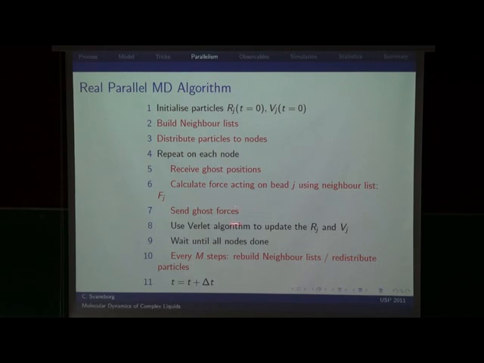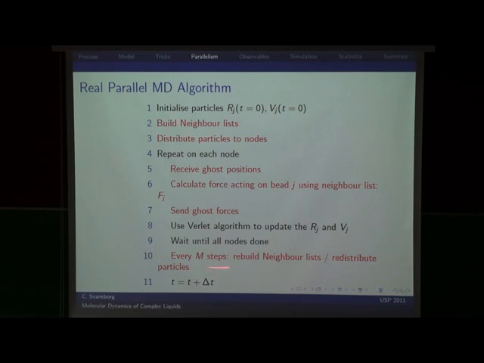We need to inform the other CPUs that we have calculated ghost forces and tell them to add these ghost forces to their particles. And again, we just use the same algorithm on each node. Then we have to wait until all the nodes are done, because they have to be synchronized with each other. And this means that if systems have very different densities, that will be bad, because all of the CPUs will be waiting for the ones with highest density.